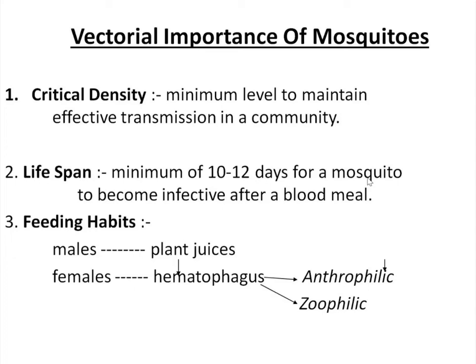It can be of two types: anthropophilic and zoophilic. Anthropophilic means it feeds on humans for the blood meal, whereas zoophilic means it feeds on animals for its blood meal. Basically, it is the female mosquitoes which actually transmit the disease, not the male mosquitoes. You should know this, because the male mosquitoes don't feed on animals, they feed on plant juices.